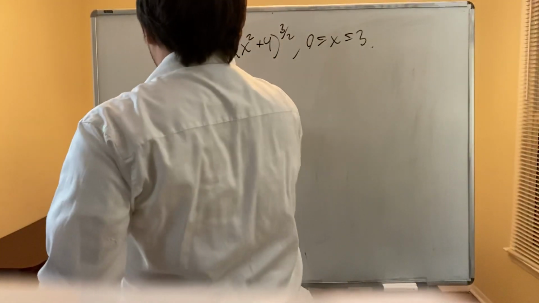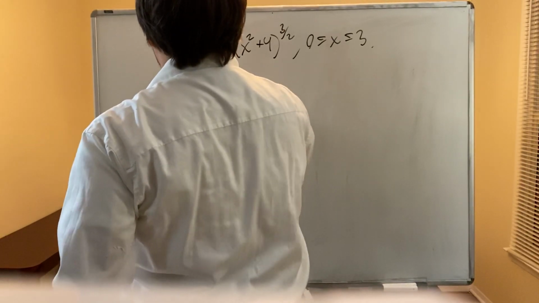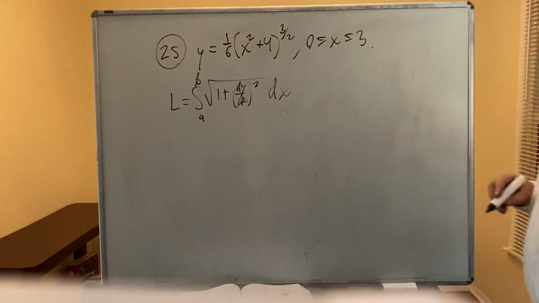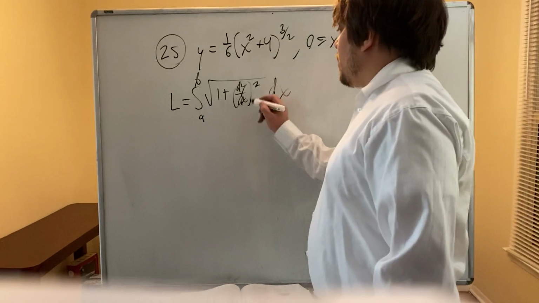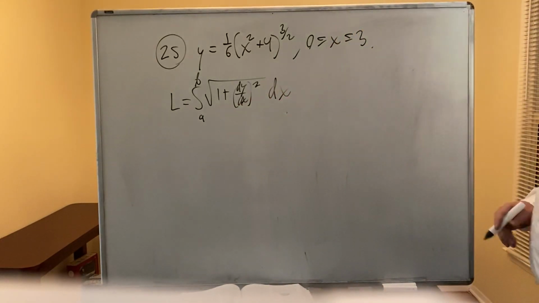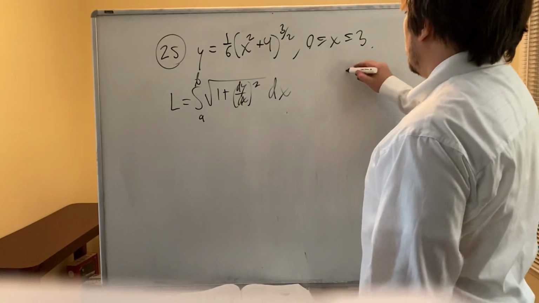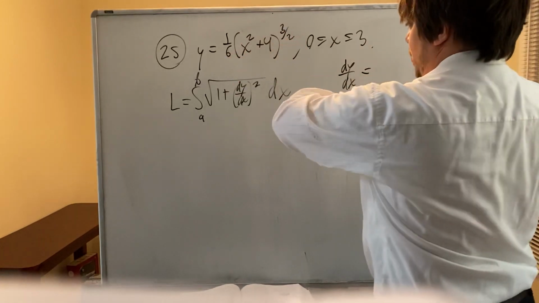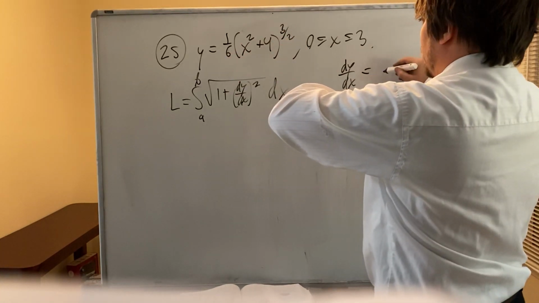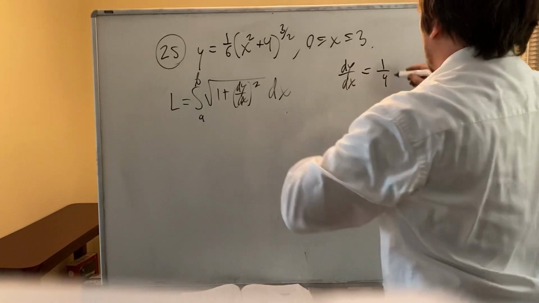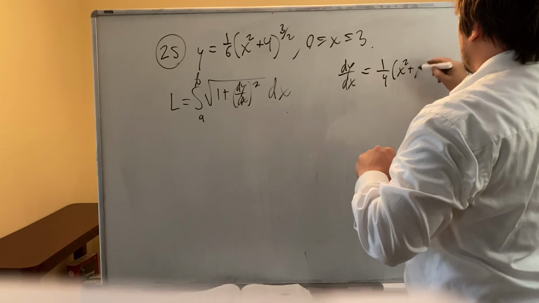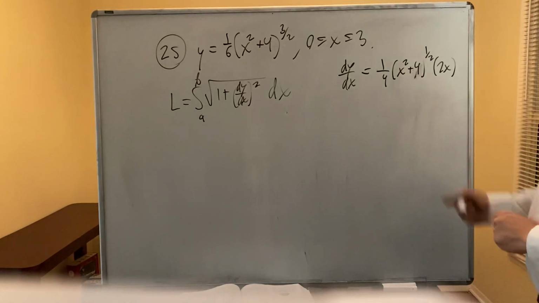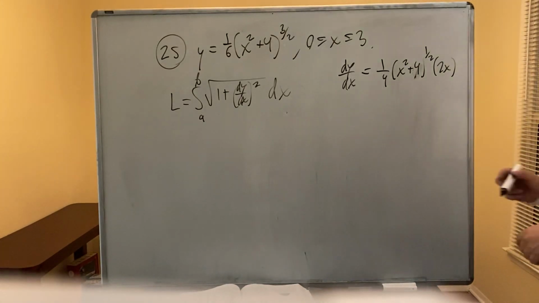So the arc length formula is capital L equals the definite integral from a to b of the square root of 1 plus (dy/dx) squared, dx. So what we want to do is find dy/dx and plug it in here, and then find a way to calculate the definite integral. So dy/dx is the derivative of that y. The derivative of 1/6 times 3/2 is 1/4 times (x squared plus 4) to the 1/2 times 2x, the derivative of x squared plus 4.